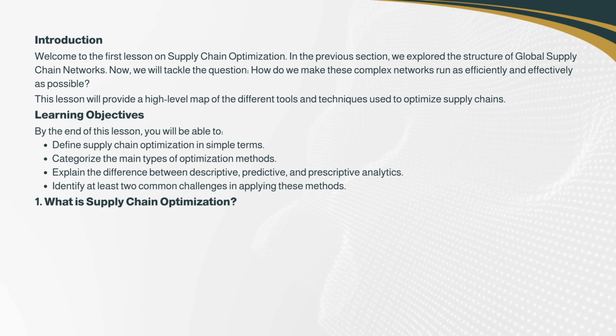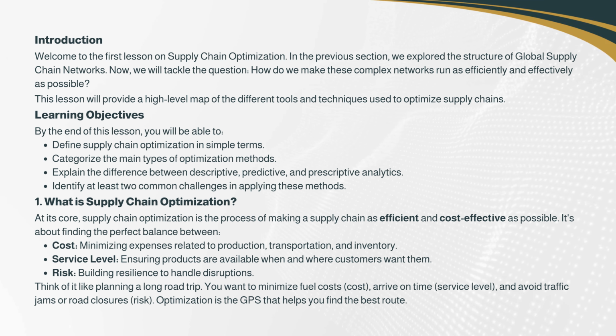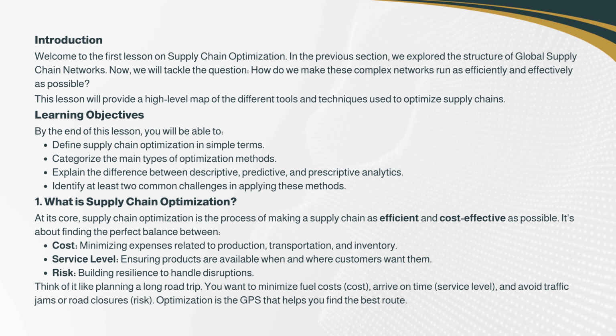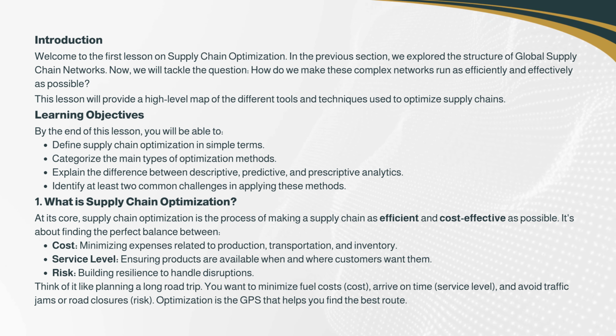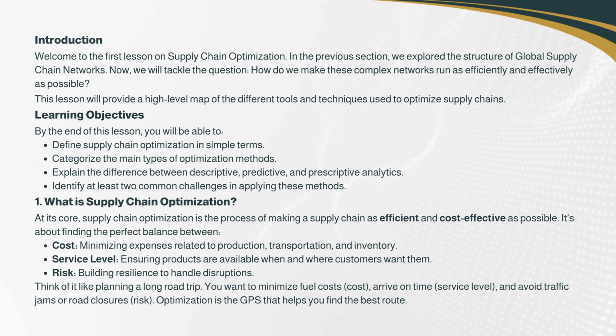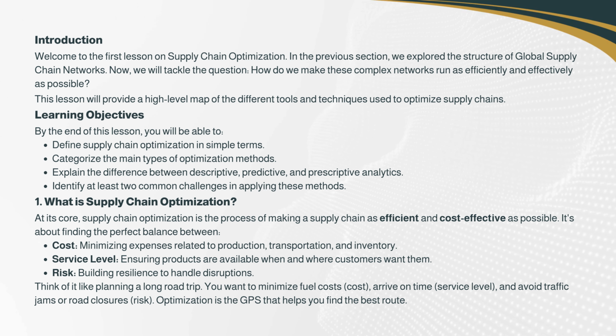1. What is supply chain optimization? At its core, supply chain optimization is the process of making a supply chain as efficient and cost-effective as possible. It's about finding the perfect balance between cost, minimizing expenses related to production, transportation, and inventory, service level, ensuring products are available when and where customers want them, risk, building resilience to handle disruptions.